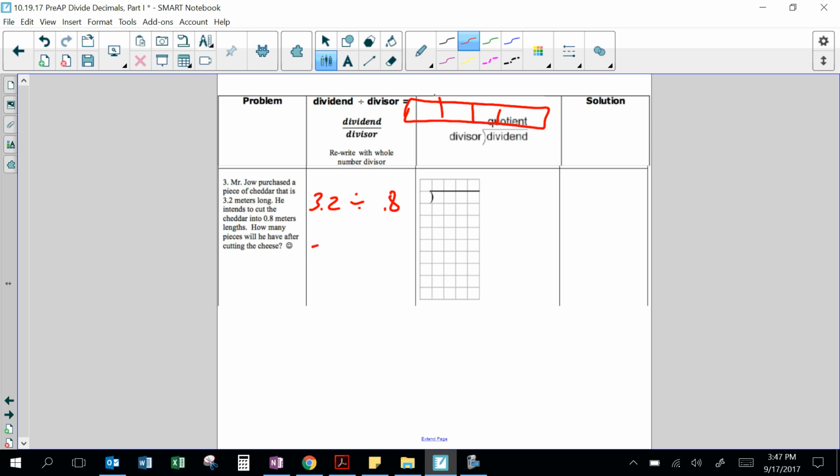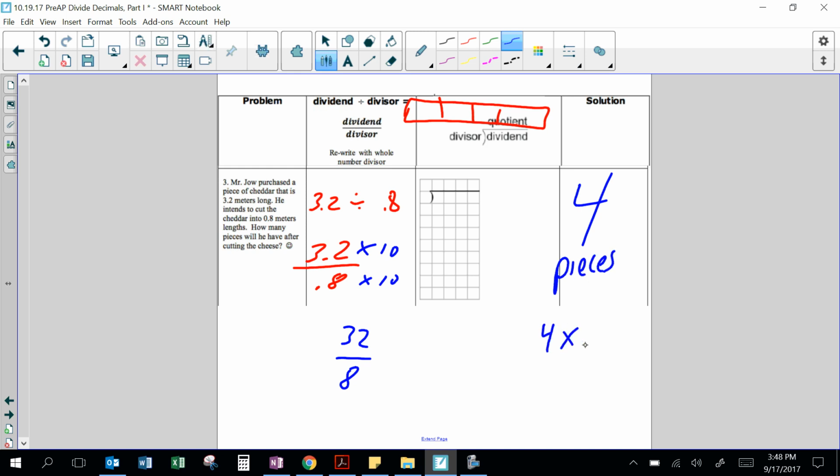Can I write this in fractional form? So here is the fractional form. What power of 10 should I multiply by in order for the 8/10 to be a whole number? By 10. So it becomes 8, and 3.2 times 10 becomes 32. 32 divided by 8 is 4. So 4 pieces of cheese. So check my work. 4 times 8/10 is 32, one place value behind the decimal point, and that's the original piece of cheddar that I started with.